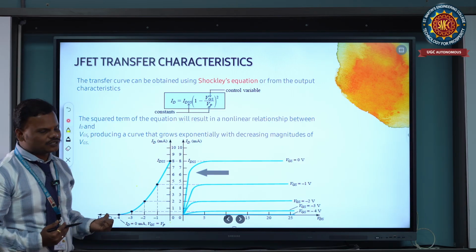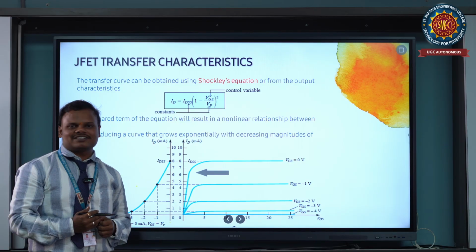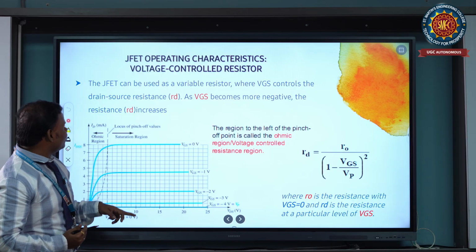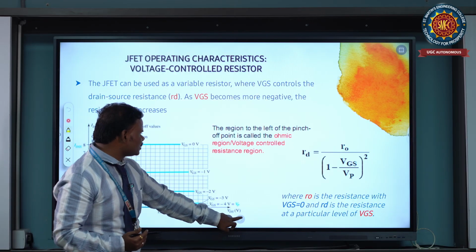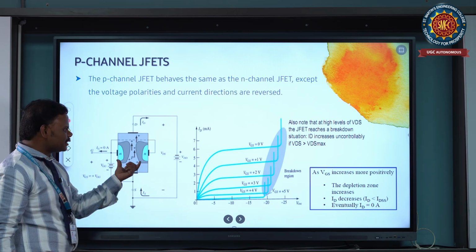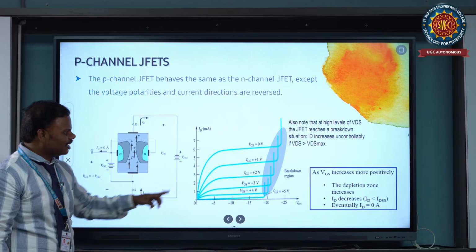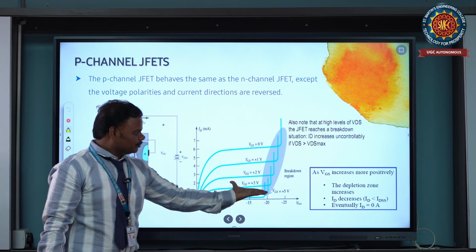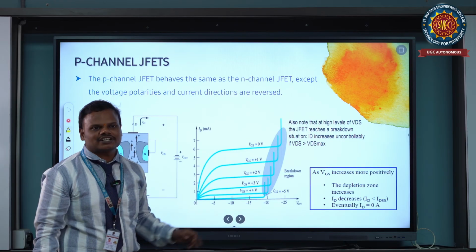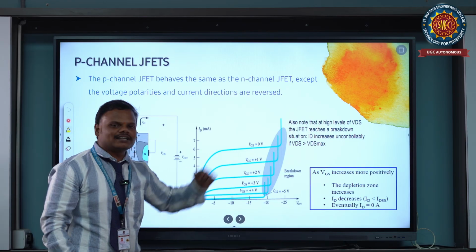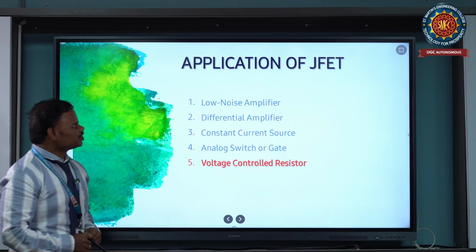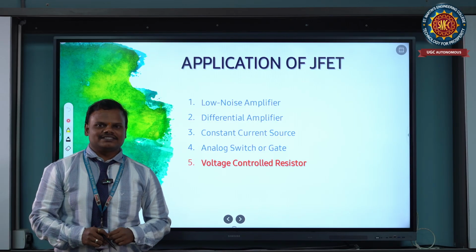Similarly, if you want to observe the characteristics of the P channel JFET, I will explain using the next slide. One second. This is the construction. If you consider a P type substrate, this is the P channel JFET. This is the drain characteristics of the P channel JFET. Here, instead of negative values, we apply positive values. Okay, next, applications of the JFET.